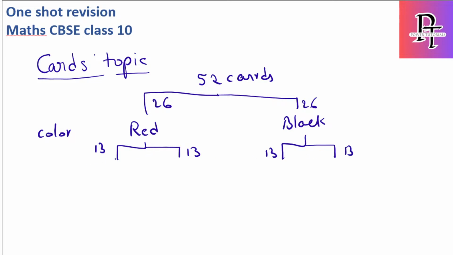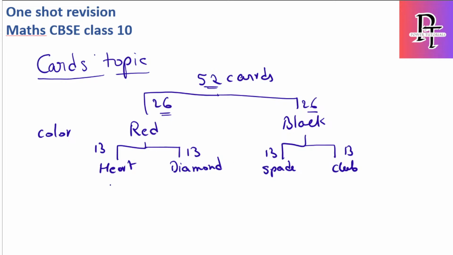So what are these 13? These are hearts, and next are diamonds. Diamonds and hearts are red in color, whereas the black cards are spade and club. As I mentioned, total 52, among which 26 are red and 26 are black. Among these we have 13 hearts, 13 diamonds, 13 spades and 13 clubs.